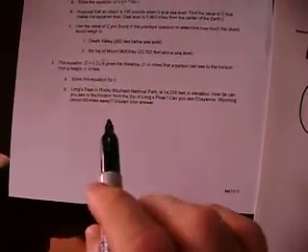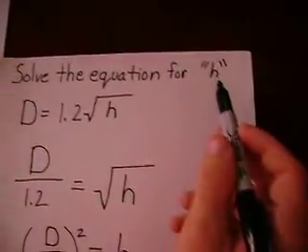Alright, next, this is the second part. The equation D equals 1.2 times the square root of H gives the distance D in miles that a person can see to the horizon from a height of H in feet. First they want us to solve this equation for H.